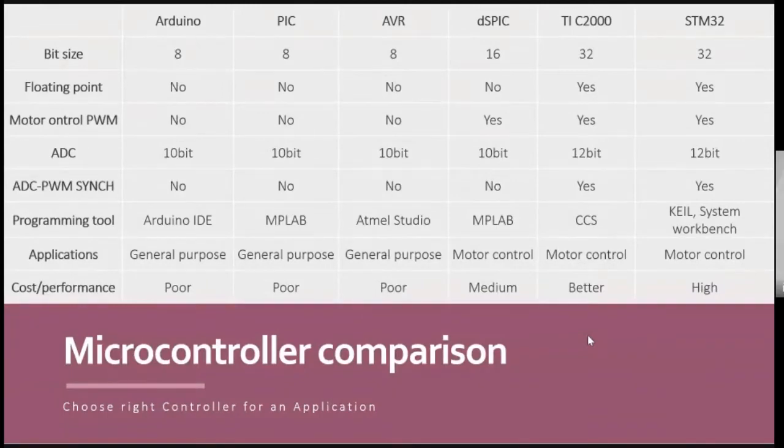And in TI controllers, there are several series of TI C2000 controllers with floating point capability. That means when we give a fractional number, it will compute very fast, in a few cycles. Otherwise, it will take more cycles. In STM32 also, floating point controllers are available. And when we consider motor controller PWM, in Arduino there is no motor controller PWM.